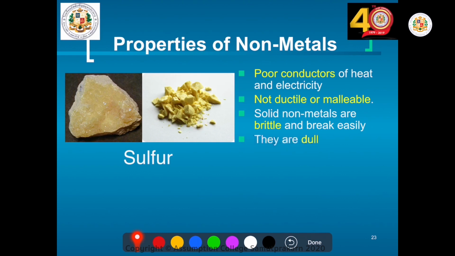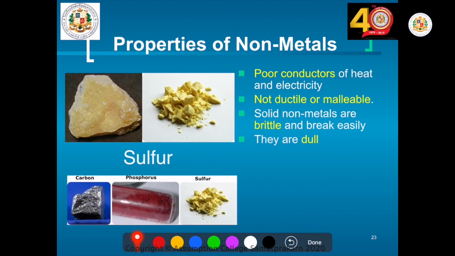Next, non-metals are dull. When we say dull, the color is not shiny. They don't reflect light. These are some examples of dull colors. We have yellow for sulfur, red for phosphorus, and black for carbon. It might seem like carbon here is metallic because it looks like it shines in the photo, but in reality it's not shining. It's purely black, the same color as coal. Okay?